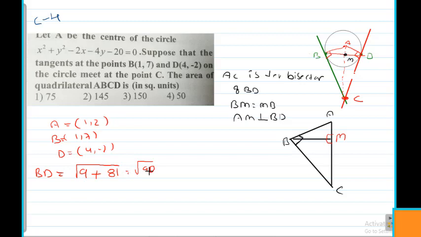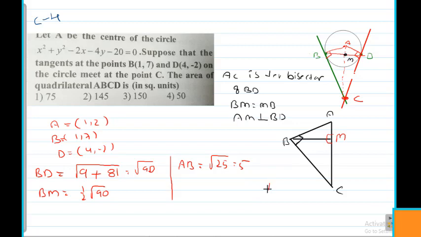This is BD. So BM is nothing but half of this, half of root 90. Write it like that. Now I got BM. Next I want the AB length, the distance between A and B. A is given as (1, 2) and B as (0, 7). So 7 minus 2 is 5, squared is 25, and the root of 25 is 5.